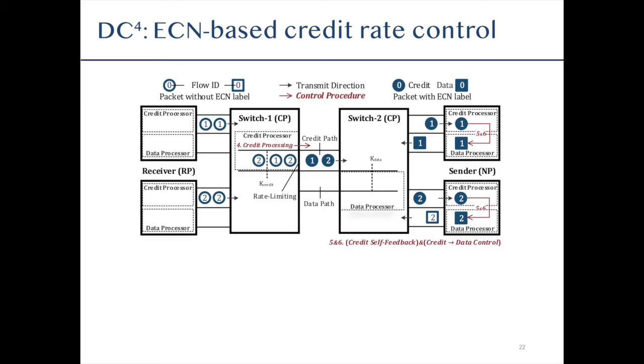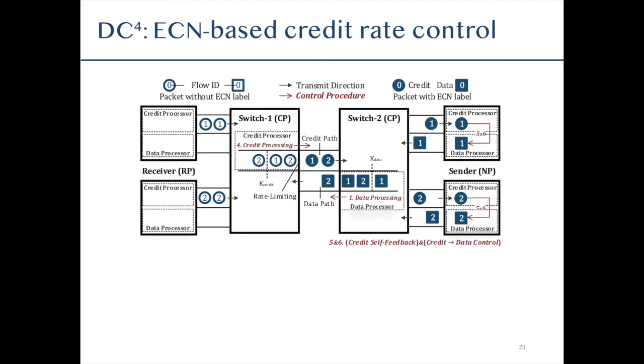When the sender receives a credit, it first records its ECN label and credit sequence number in the corresponding scheduled data packet. In addition, the sender assigns an incremental data sequence number to the corresponding packet. The credit and data sequence numbers are used for retransmission.